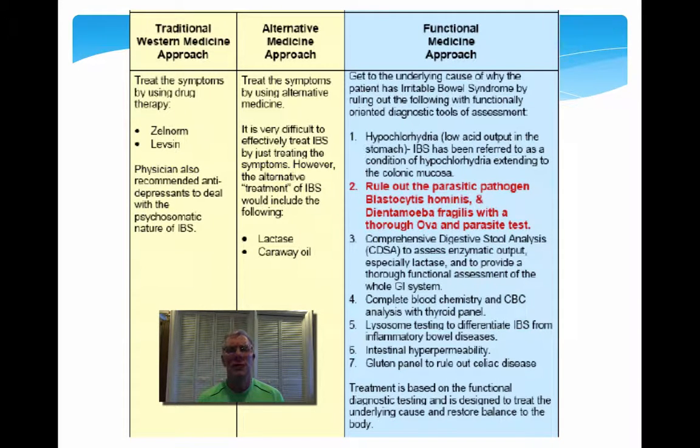We'll do complete blood chemistry, CBC analysis, and a thyroid panel. Lysozyme testing to differentiate irritable bowel syndrome from inflammatory bowel disease. We'll do tests to determine the permeability of your intestines to see whether you have leaky gut syndrome. And we'll do gluten panels to rule out sensitivity to gluten. Treatment will be based on the functional diagnostic testing and is designed to treat the underlying cause, not just the symptoms.